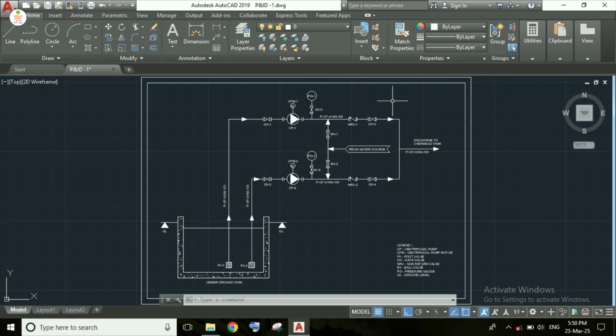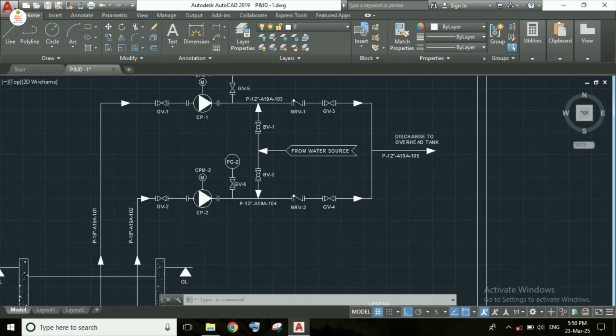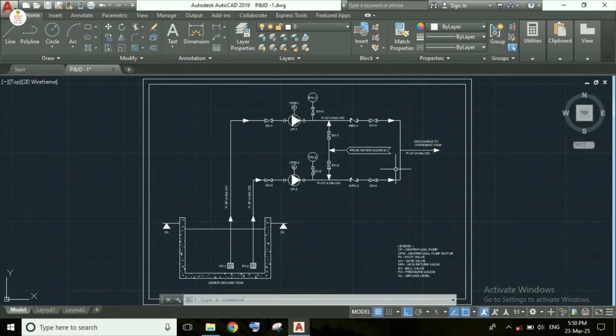So see here, this is the simple arrangement of P&ID. This P&ID shows that the water, or liquid, or effluent from the underground tank transfers with the help of these centrifugal pumps to the overhead tank. So this is the simple arrangement.